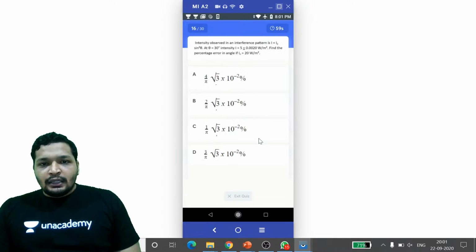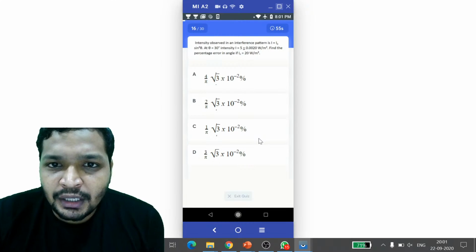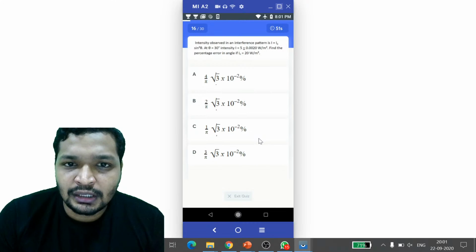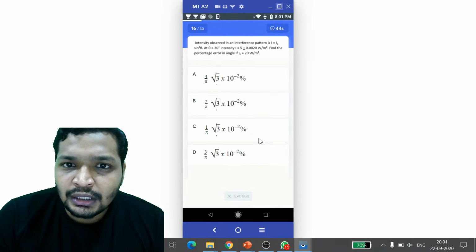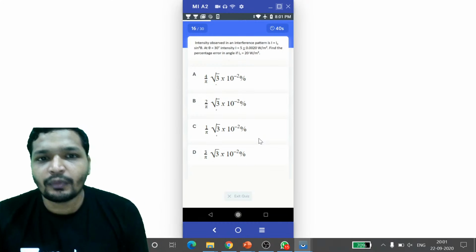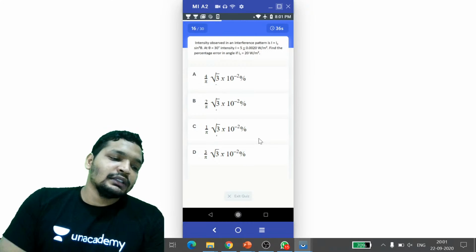Alright, let's move on to the next question then. The intensity observed in an interference pattern is I equals I naught sine square theta, where at theta equal to 30 degrees, intensity I is equal to something given to you. Then the percentage error in the angle is given as. Okay. How do you go about this question, guys?